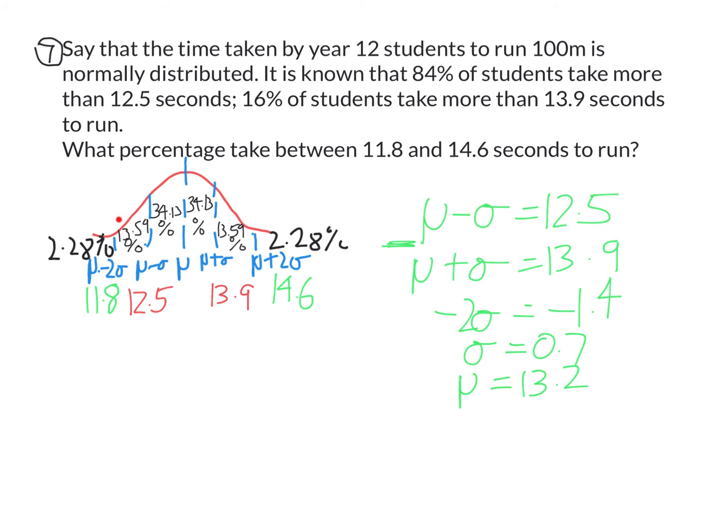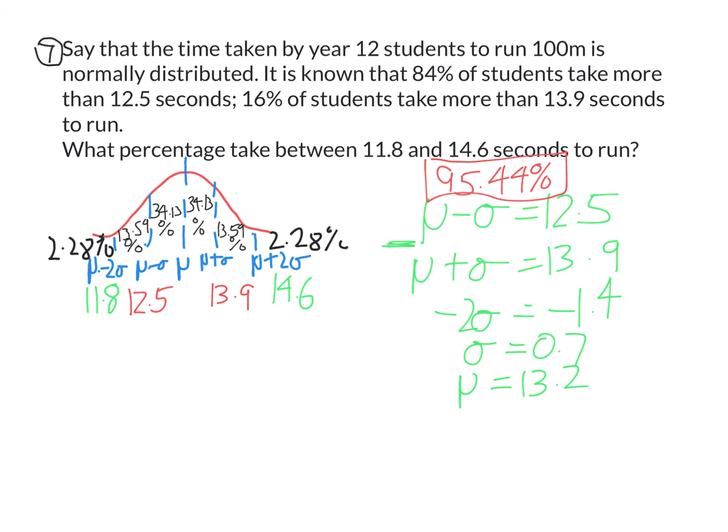For any normal distribution, that percentage, adding up all these, is 95.44%. In any normal distribution, there are always 95.44% of scores within 2 standard deviations of the mean.